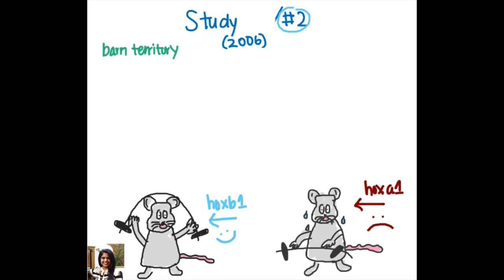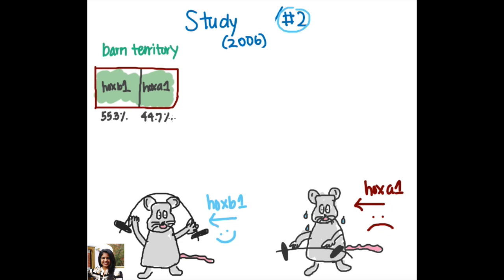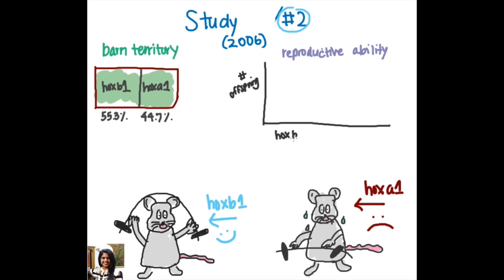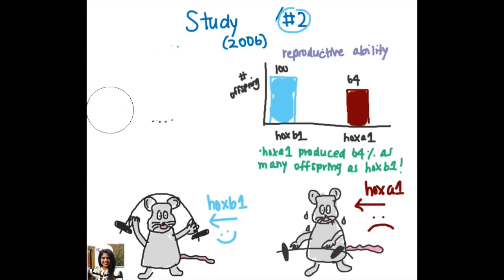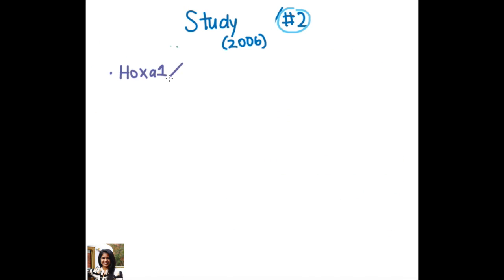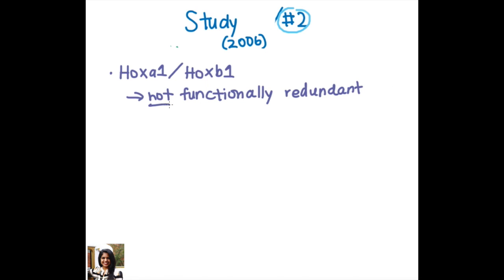The results showed that mice that had the swapped HOXA1 gene held 44.7% of mouse barn territories, while the mice with the normal HOXB1 genes held 55.3%. The reproductive ability of the mice with the swapped genes was also impaired. They only produced 64% as many offspring as those with the normal HOXB1 gene. This disproved their previous belief that the HOXA1 and HOXB1 genes had a redundant function and had no effect on the mice. In actuality, these two genes function in different ways.